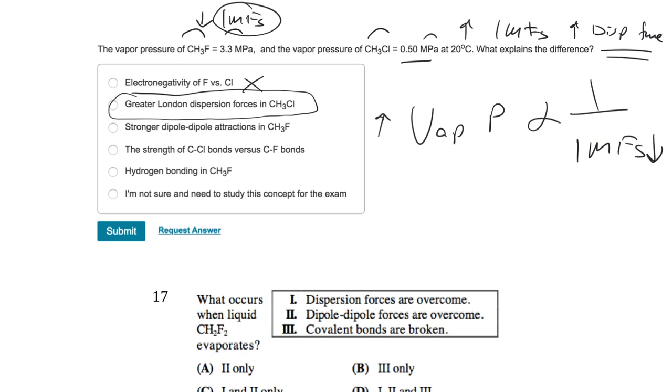Sometimes it's called a London dispersion force. We get a greater dispersion force in CH3Cl. It's not due to the stronger dipole-dipole force. If that were the case, CH3F would have had a lower vapor pressure, not a higher vapor pressure. And it's not due at all to the bonds between the atoms in the molecules. Intermolecular forces are all to do with the strength of force between the molecules. And it's not about hydrogen bonding. The molecule can't hydrogen bond. You have to have H directly attached to F. And so the answer has to be that one that I circled.